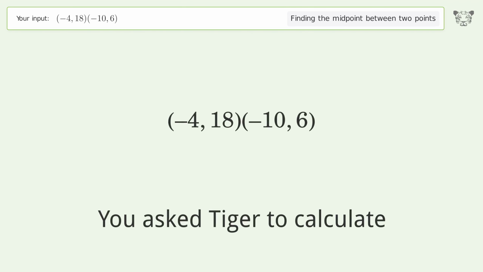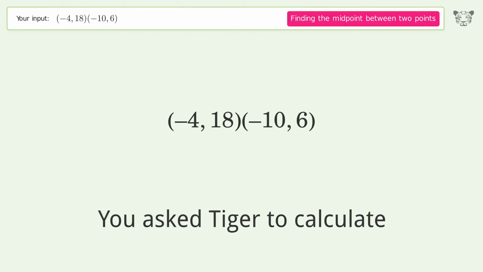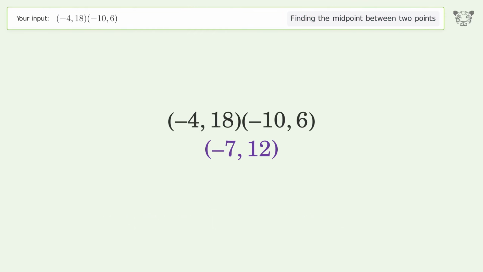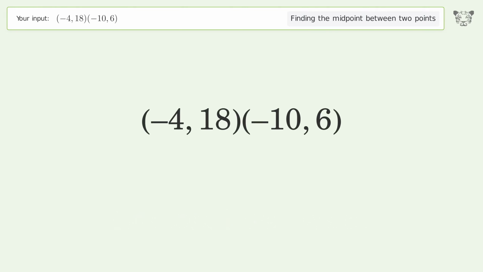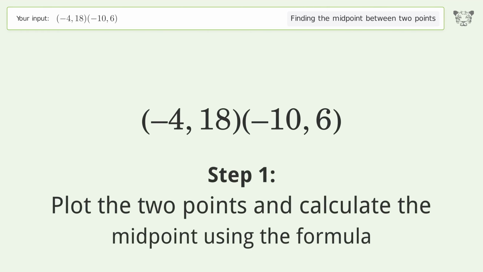You ask Tiger to calculate. This deals with finding the midpoint between 2 points. The midpoint between the 2 points is -7, 12. Let's solve it step by step. Plot the 2 points and calculate the midpoint using the formula.